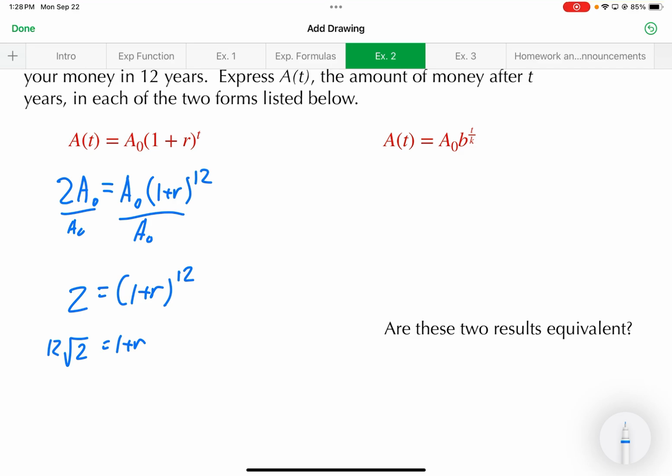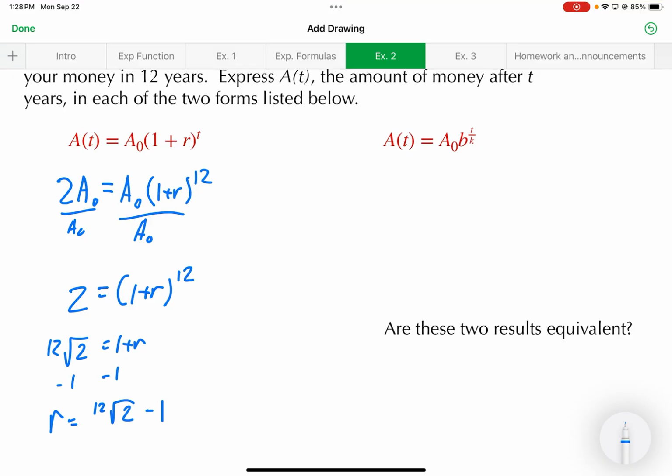There's only one thing left to do, which is what? Subtract, right? So I'm going to subtract 1 from both sides. Then my value for r is going to be the 12th root of 2, and then outside of that root is minus 1. Hey, I solved for my rate. That's pretty good, my interest rate.